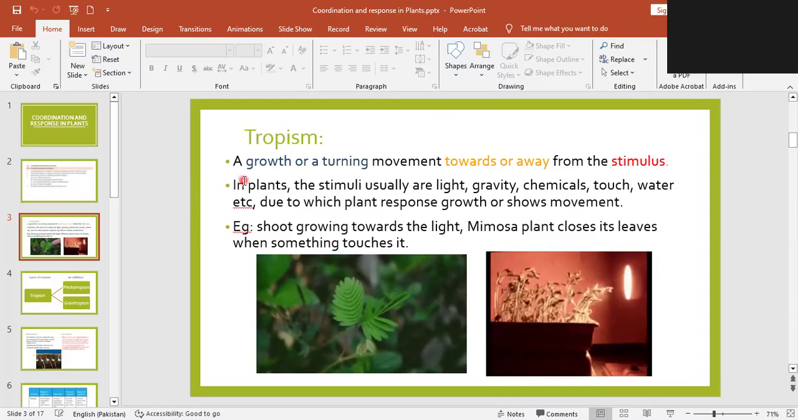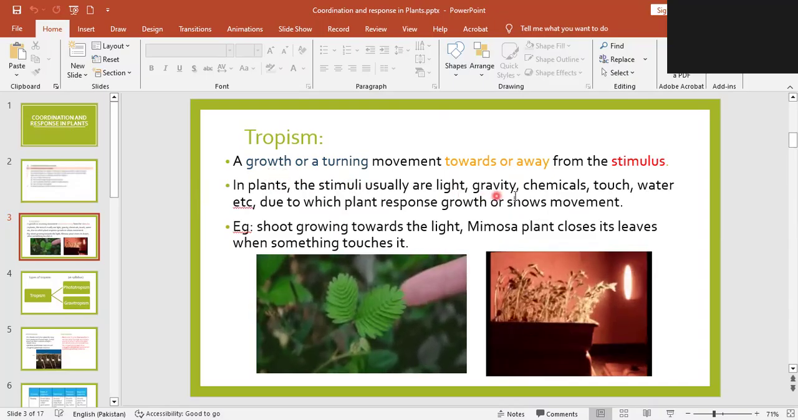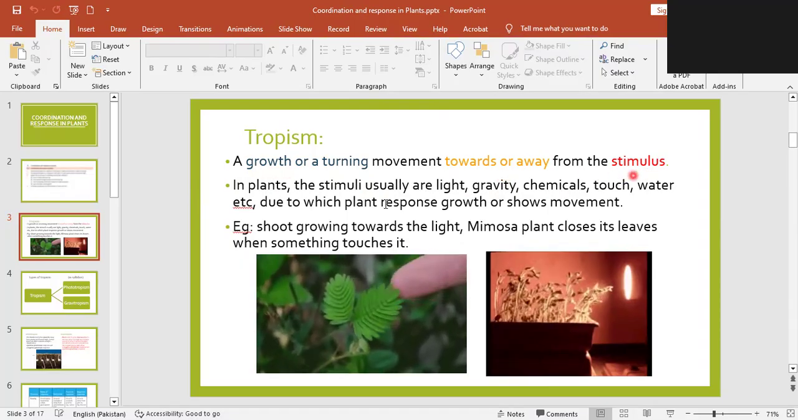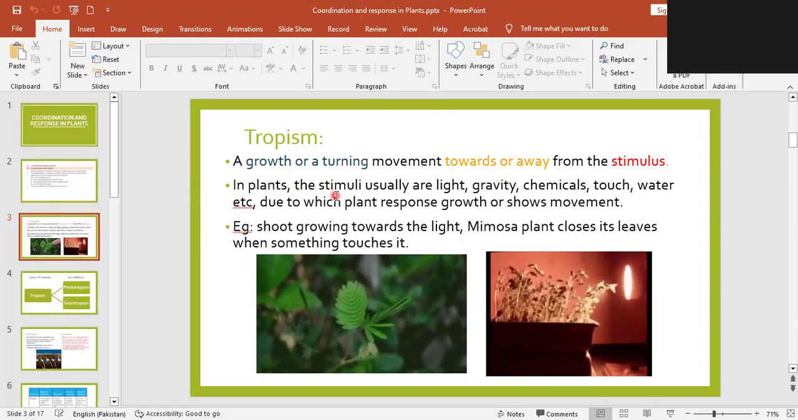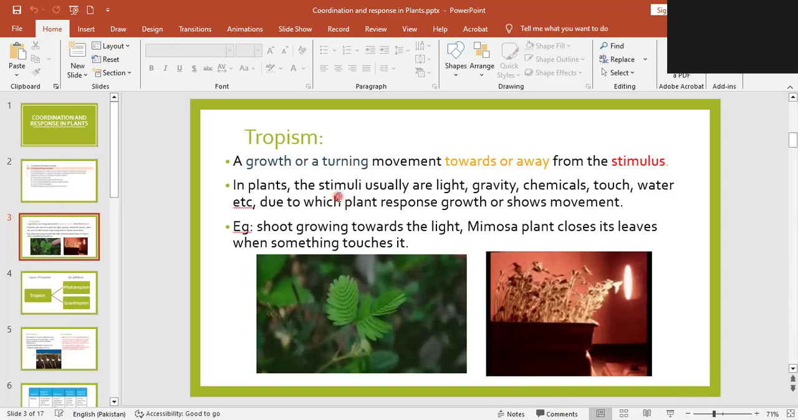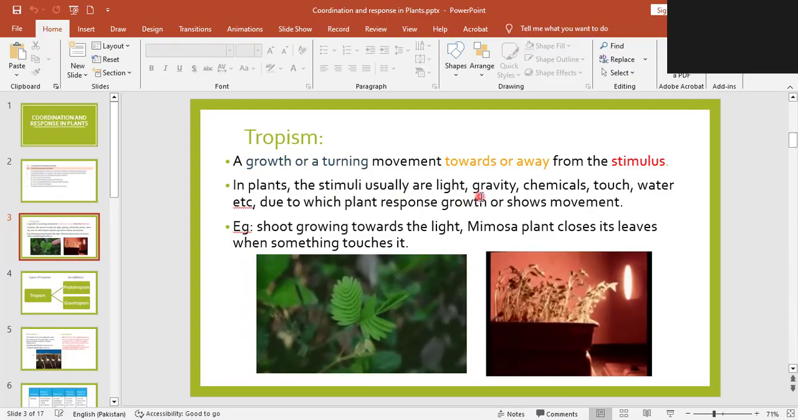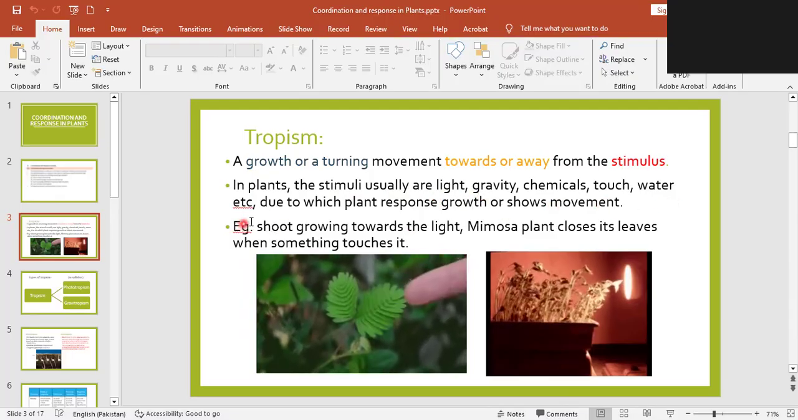Okay, so what is tropism? A growth or a turning movement towards or away from the stimulus. You know what a stimulus is. In plants, the stimuli, which is the plural of stimulus, usually are light, gravity, chemical, touch, water, etc.